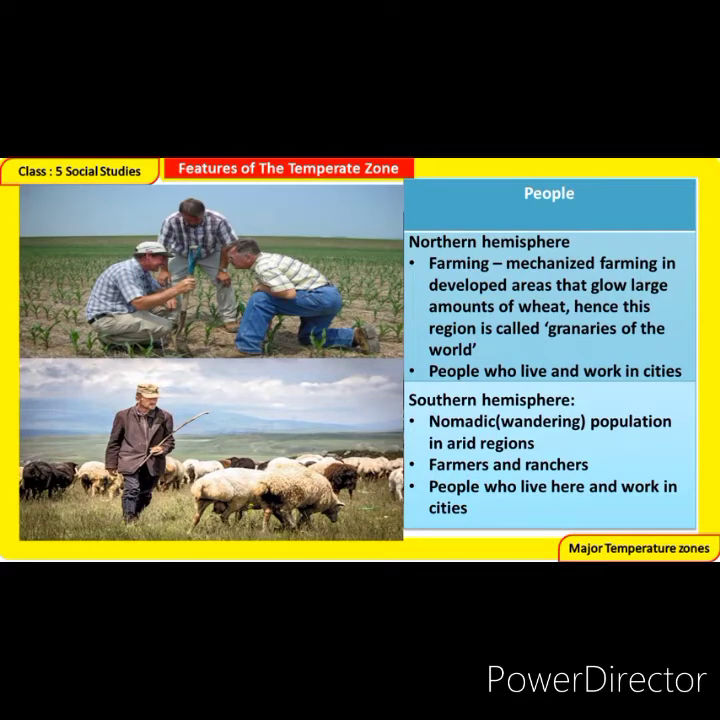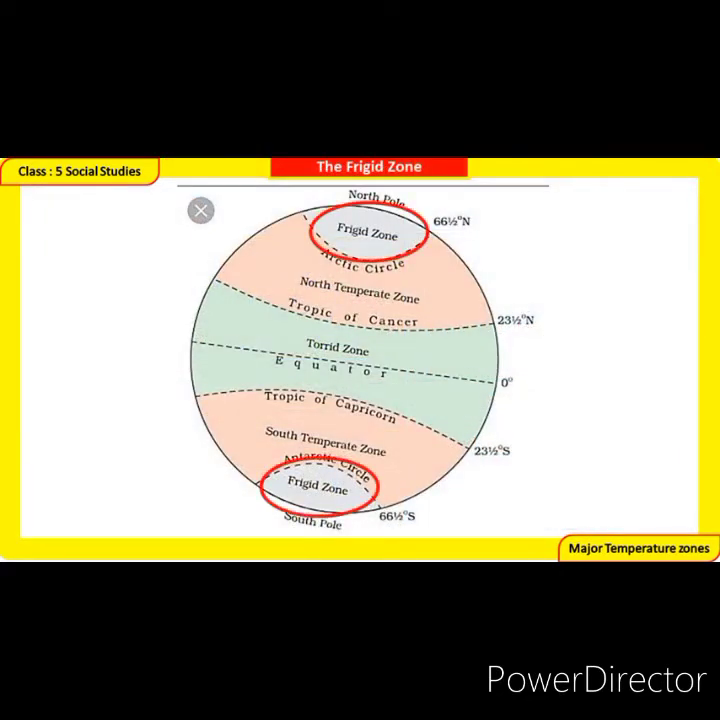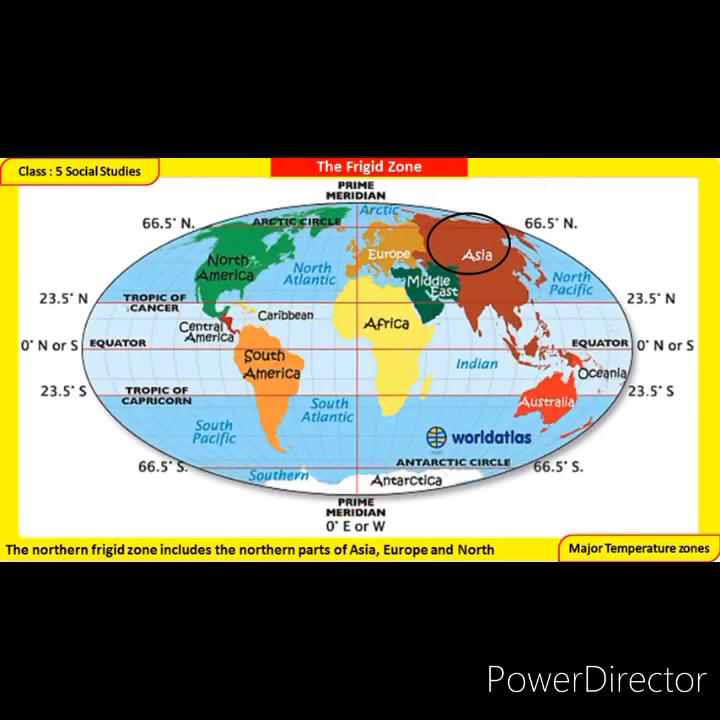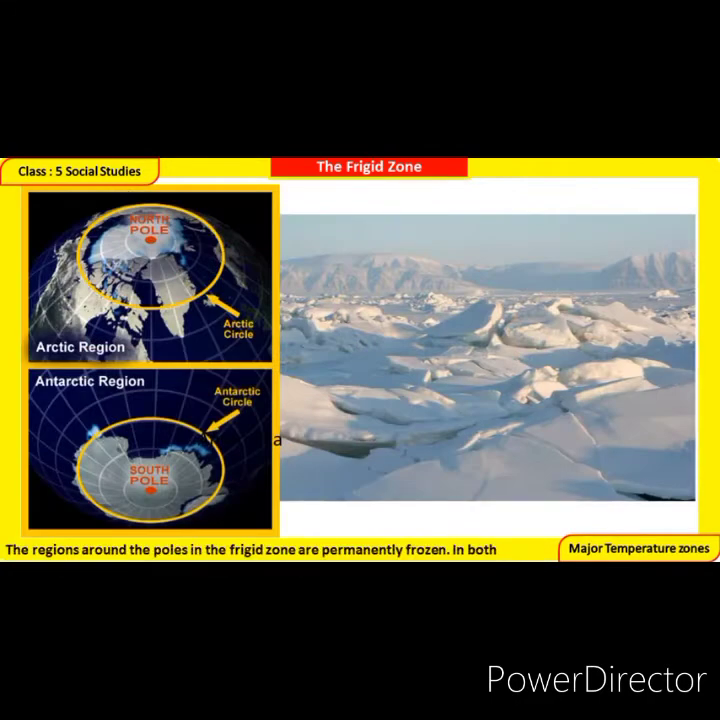Then people, what kind of people are here? In the northern hemisphere, farming is the main occupation, mechanized farming in developed areas that grow large amounts of wheat, and this area is called the granaries of the world. People who live and work in cities basically reside here. In the southern hemisphere, a nomadic population is basically found. Nomadic, which keeps on moving from one place to the other.